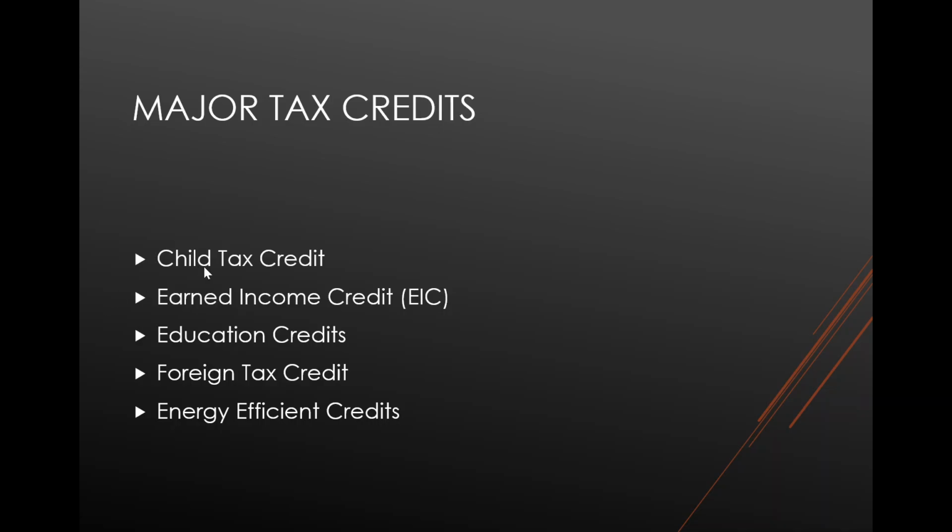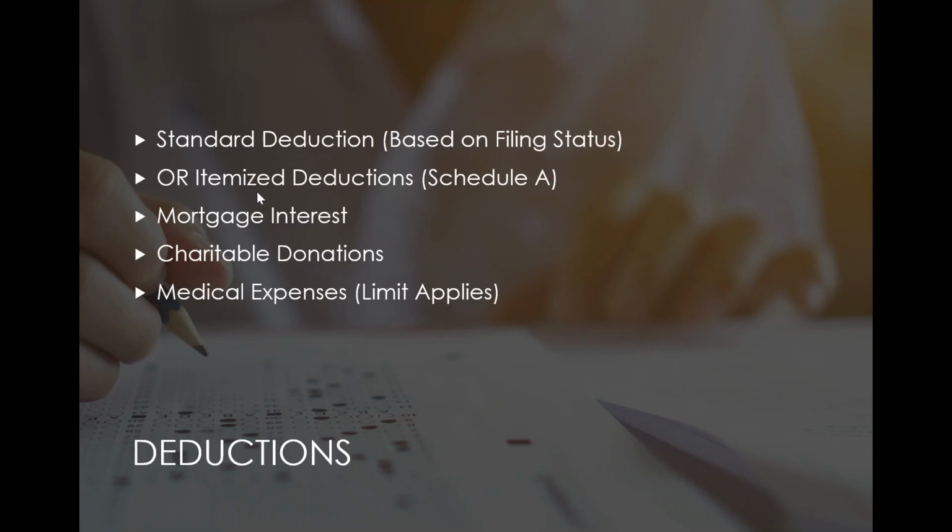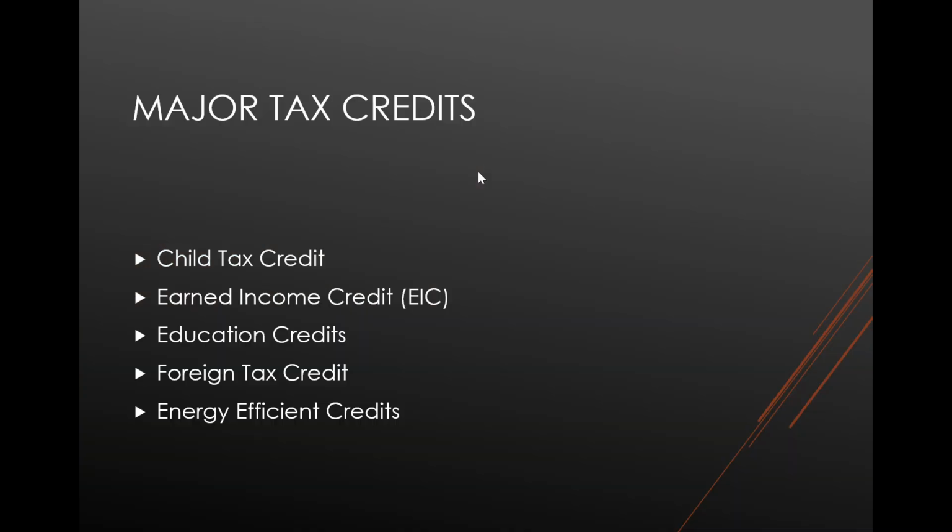So friends, the tax credits are child tax credits, earned income credit, education credits, foreign tax credit, energy efficient credits. I will make a separate video for analyzing all these credits or the previous deduction, itemized deductions, etc. This is a summary video to just describe the form 1040. So these are the types of credits: child tax credit, earned income credit, education credit, foreign tax credit, energy efficient credits.